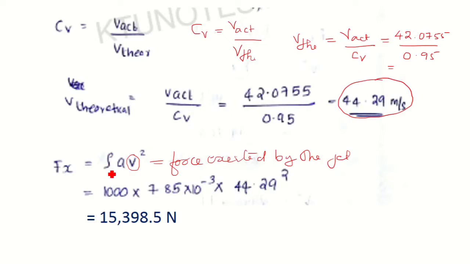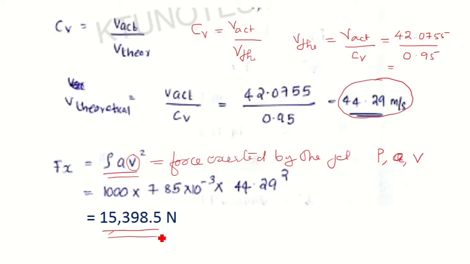Substituting in the equation, rho a v square is the force exerted by the jet when it is flowing in the x direction. So rho is the density of the water, which is 1000, a is the area of the nozzle, and v is the velocity with which the jet strikes the plate. So we have obtained all these values. Substituting these values in the equation, we will get the final answer as 15,398.5 Newton. This is the force exerted by the jet on the plate.